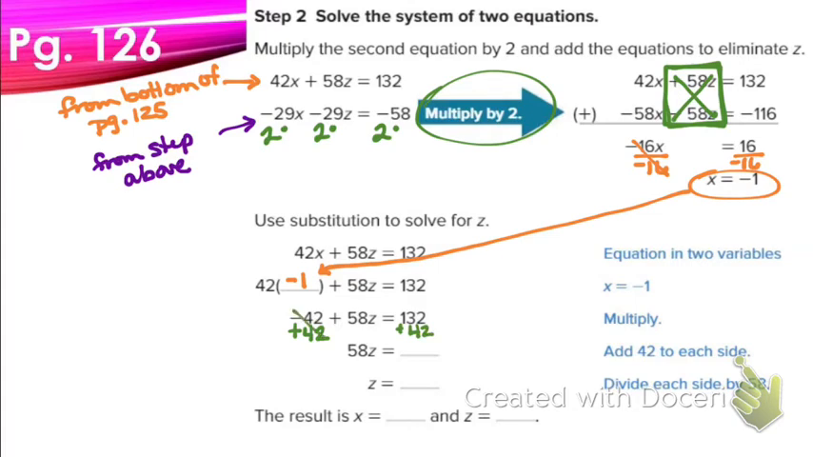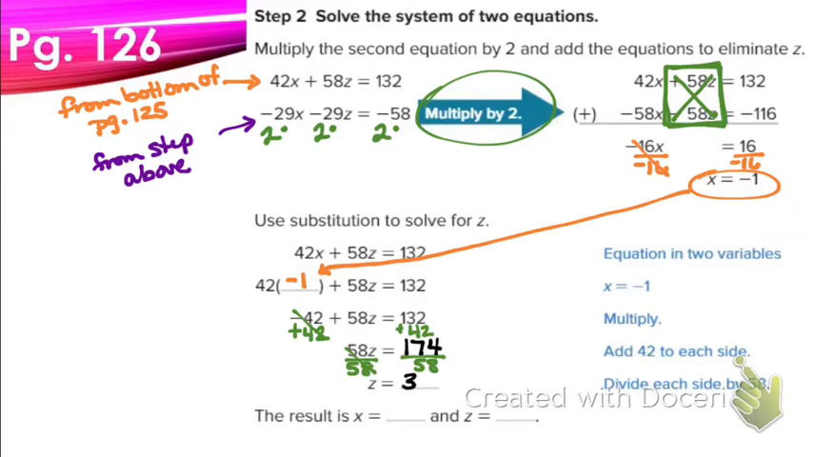So I have 58z equals what? What's 132 plus 42? 174. How do we get z all by itself now? Divide by 58. Grab your calculators and help me out with that real quick. Z is how much? 3, yes.